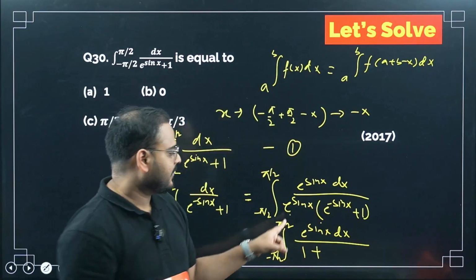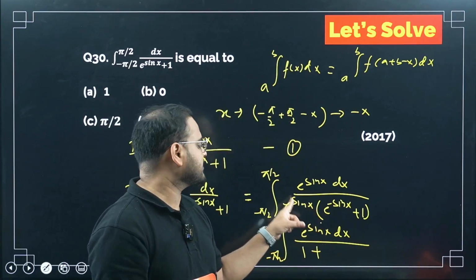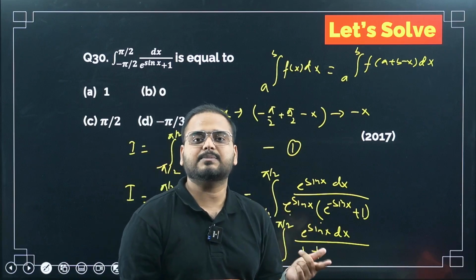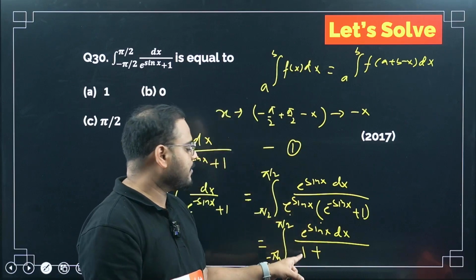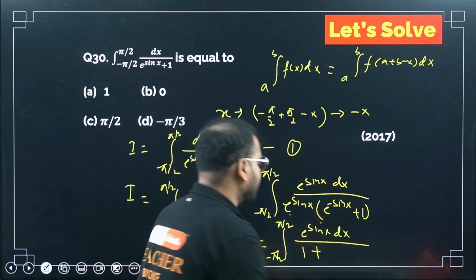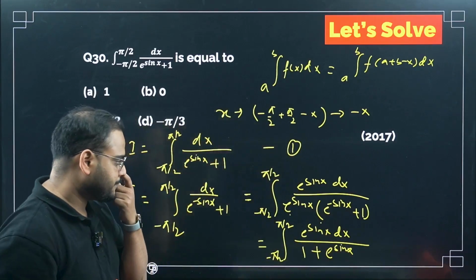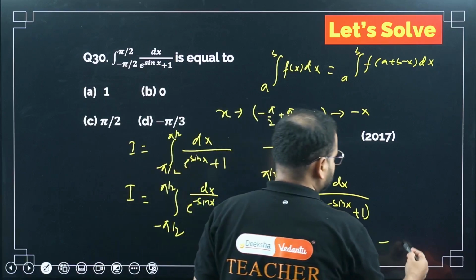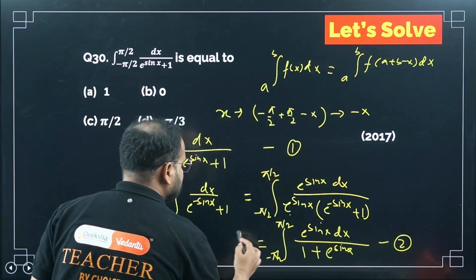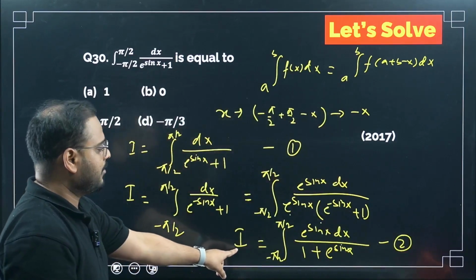I'll repeat. Same base e and e. Power is what? Sin x minus sin x. Add the exponent. Sin x minus sin x is 0. So e power 0 will be 1. This will become e power sin x only. Okay. Chaliye. This is my equation 2. And this is what? Same thing, no? Same integration. Okay, there is no change.